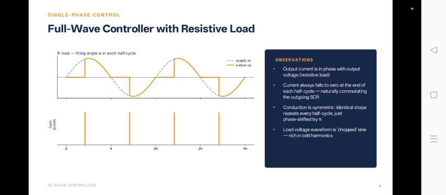Current always falls to 0 at the end of each half cycle, naturally commutating the outgoing SCR. Conduction is symmetric, with identical shape, and repeats every half cycle, just phase shifted by pi. The load voltage waveform is a chopped sine, rich in harmonics.